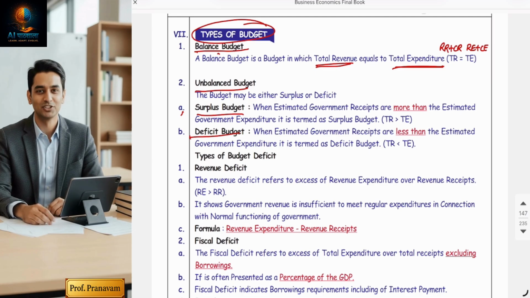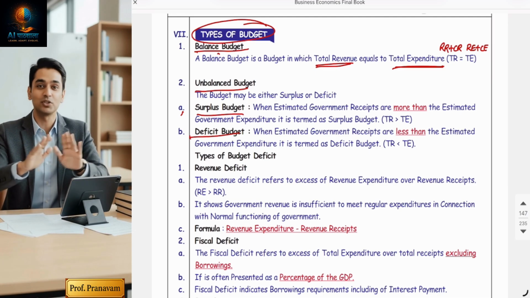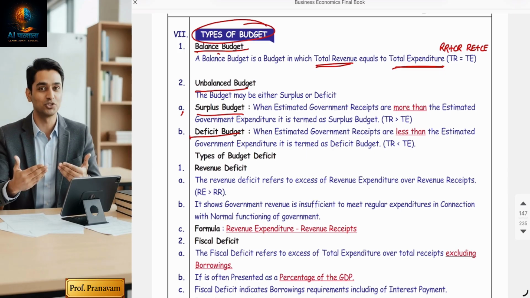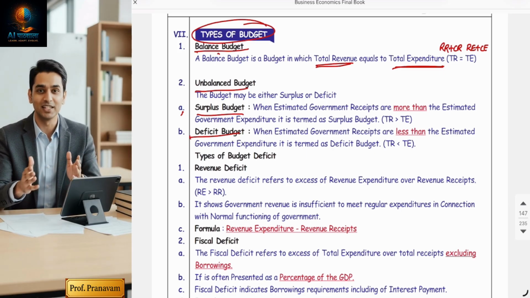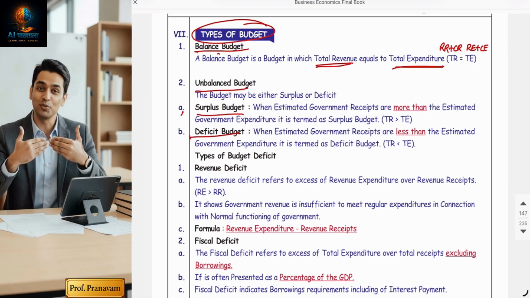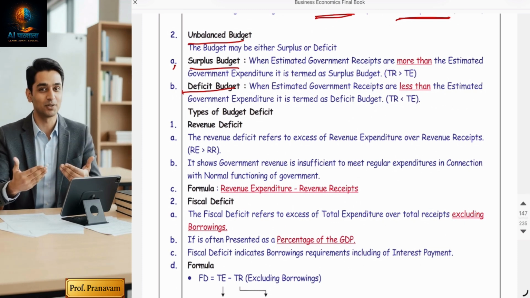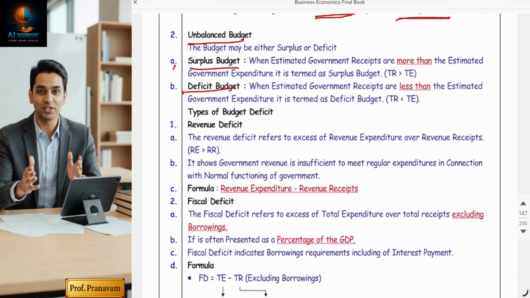Now, this balanced budget is always a theoretical approach. In practical life, it can be a coincidence. Otherwise, exactly revenue being equal to expenditure is practically not possible. So either the budget is surplus or deficit. Both are part of unbalanced budget.